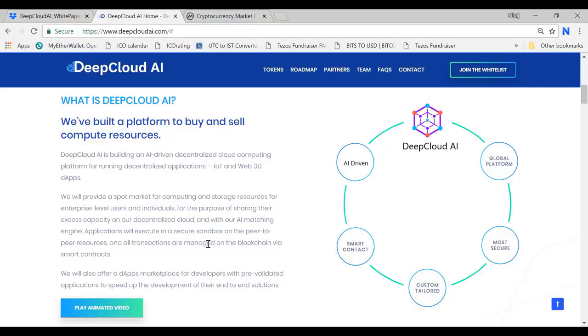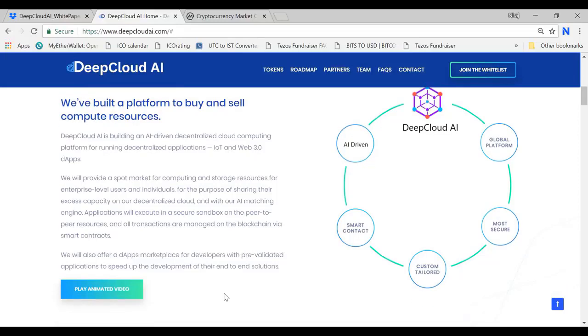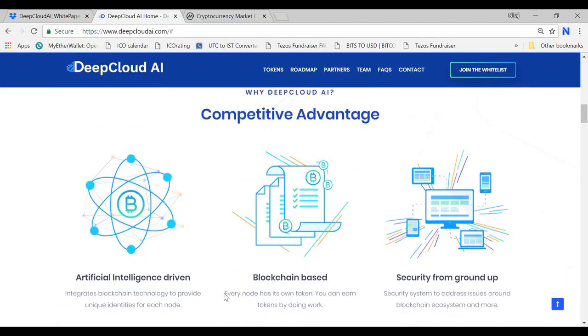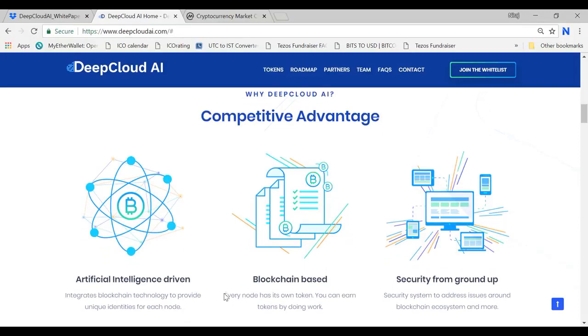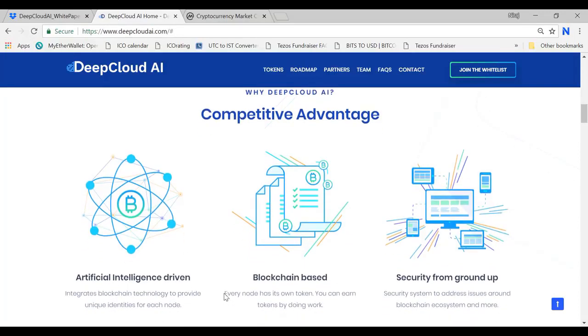With their AI matching engine, applications will execute in a secure sandbox on the peer-to-peer resources. All transactions are managed on the blockchain via smart contracts. They're also offering a DApps marketplace for developers with pre-validated applications. There will initially be some starter applications for developers to speed up the development of their end-to-end solutions. You can deep dive into the white paper to have a better understanding of the project.